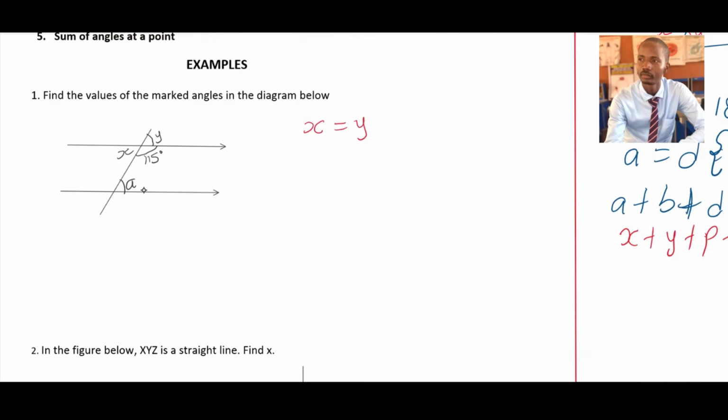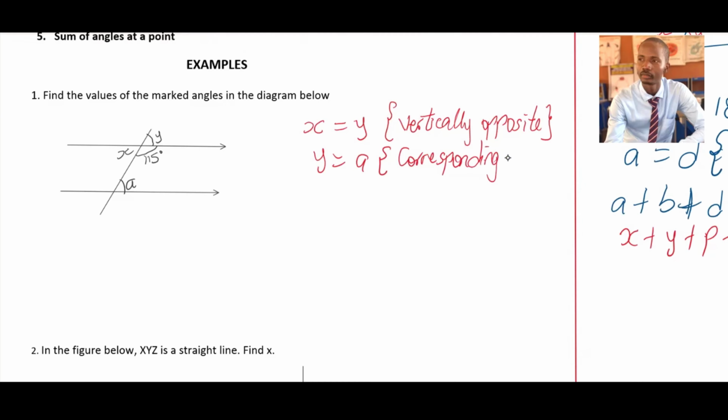Looking at what we have learned, why? Can you remember why X is equal to Y? X is equal to Y because it is vertically opposite, and vertically opposite angles are equal. Also, we can say that A is equal to Y, or Y is equal to A. Why is that so? Can you remember? Corresponding angles. And we know that corresponding angles are equal.